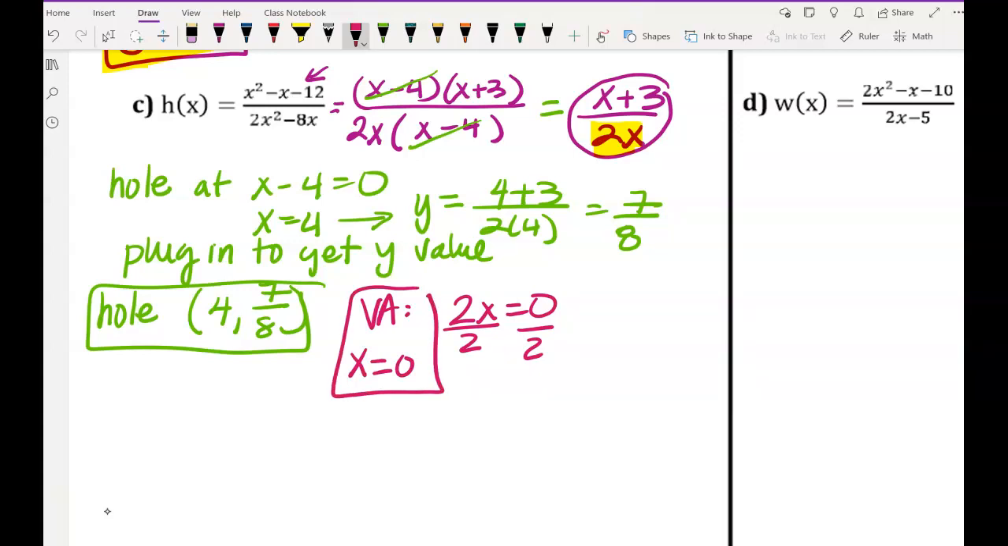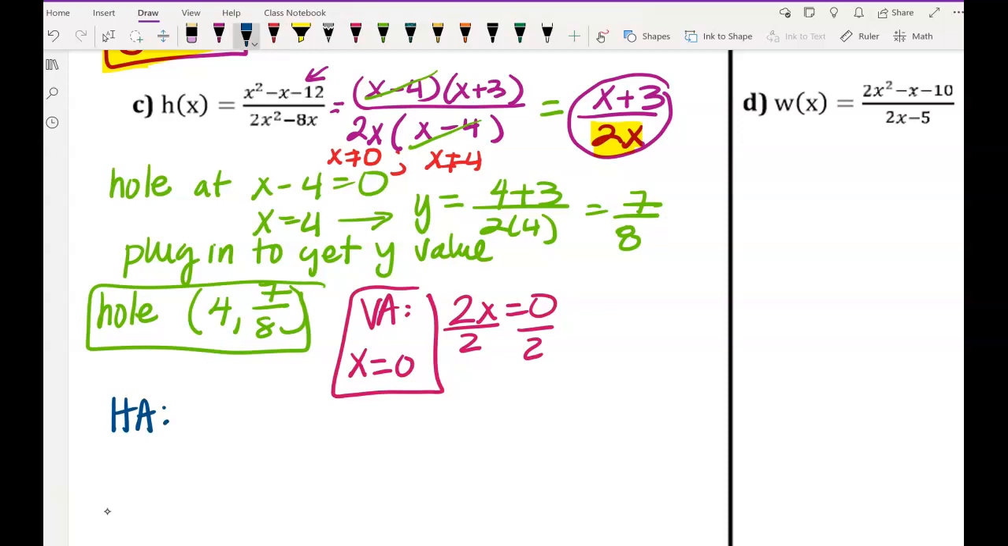So think about restrictions, right? Those will give us here, x can't be 0, x can't be 4. So all of those restrictions will either be a hole or a vertical asymptote, okay? Now let's look for our HA.